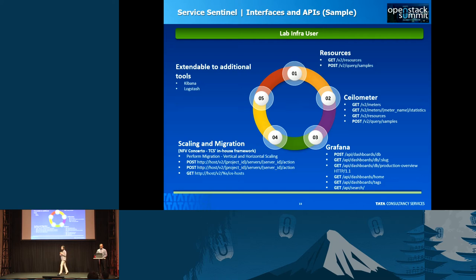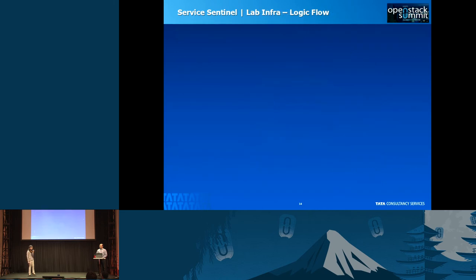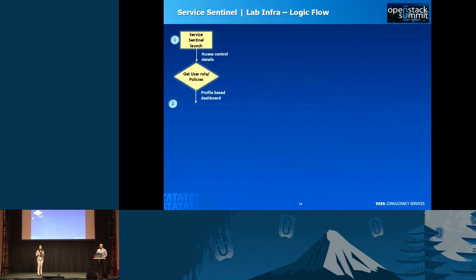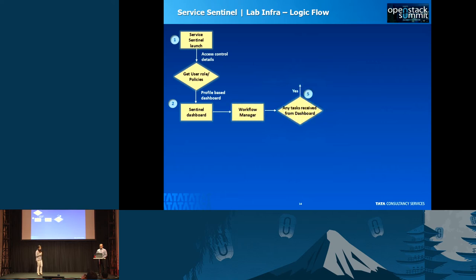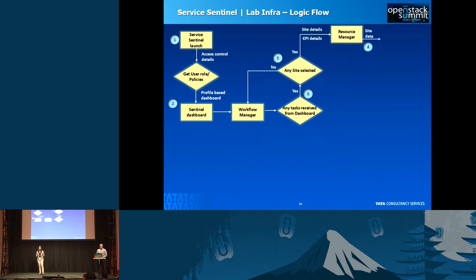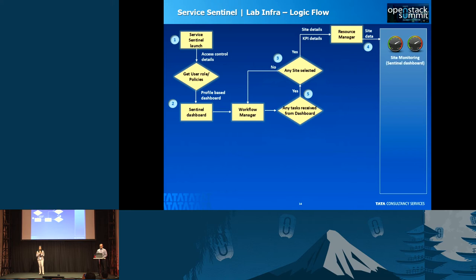So we discussed the lab infra user use cases, the architecture for a lab infra user, and the different kinds of APIs. Now, let's take a look at how the logic flow happens for a lab infra user when he performs different tasks from a mobile application. The first sequence shows how a migration or a monitoring activity is happening from the dashboard for a lab infra user.